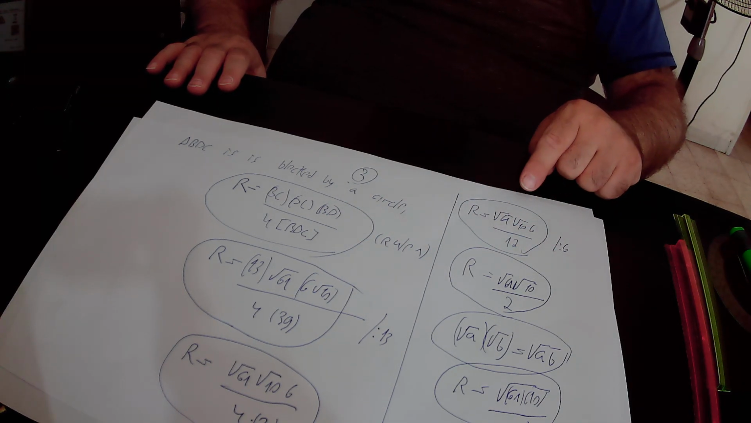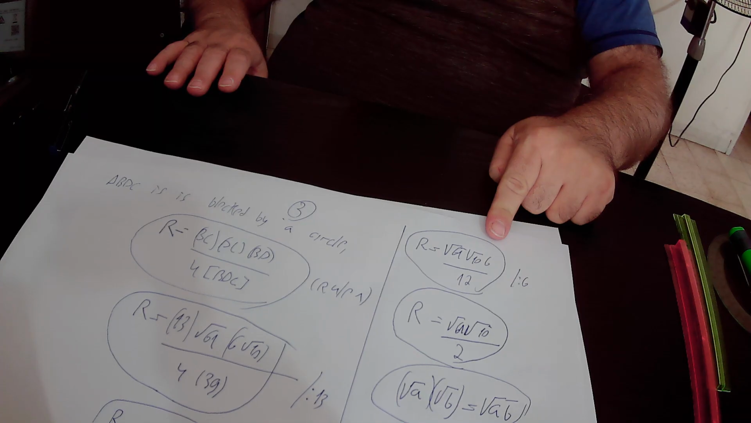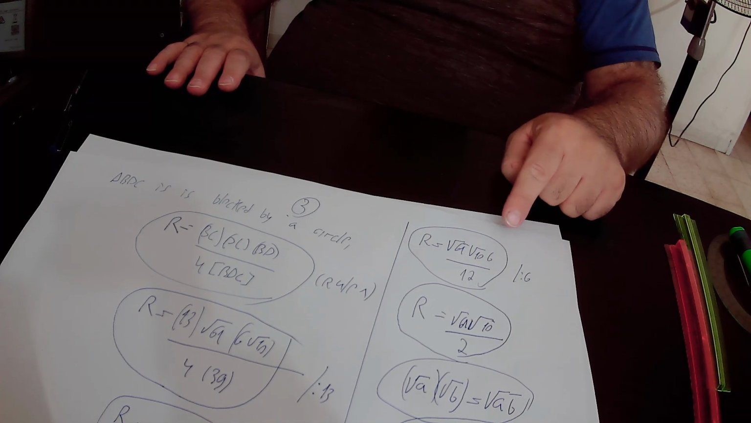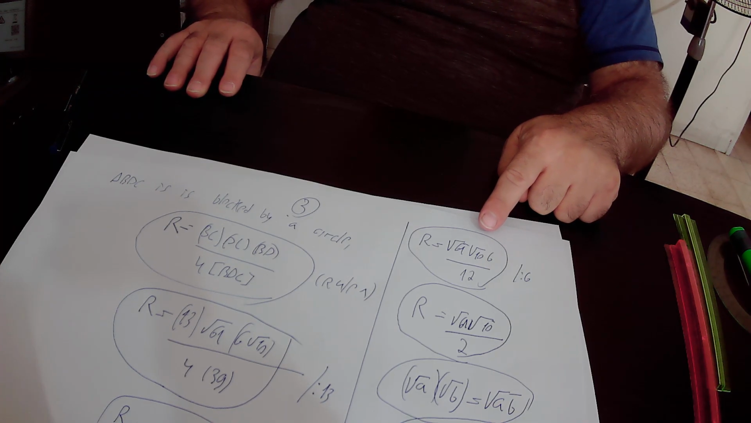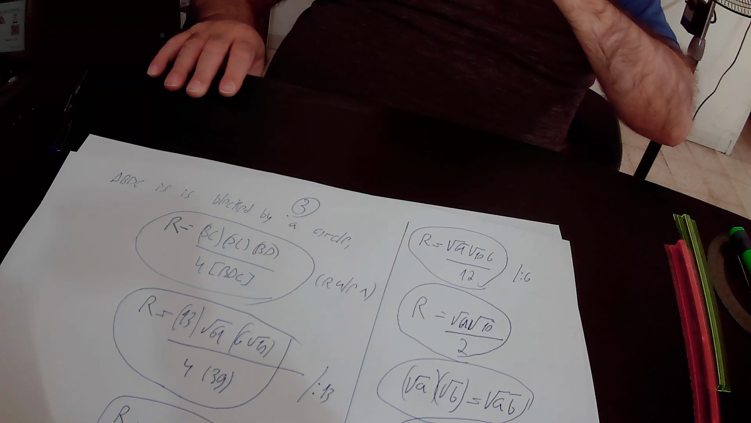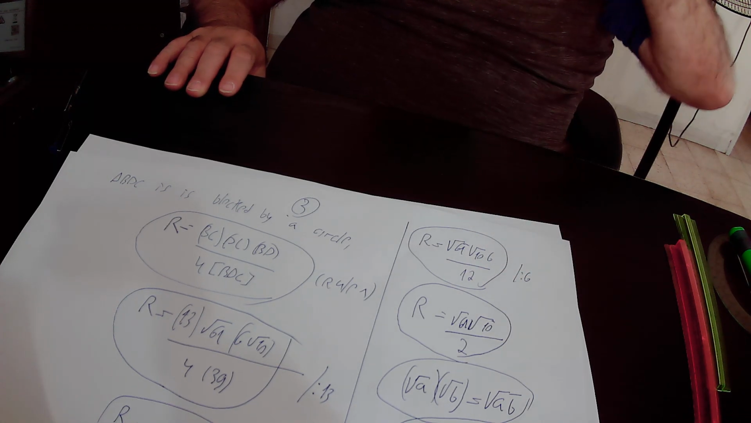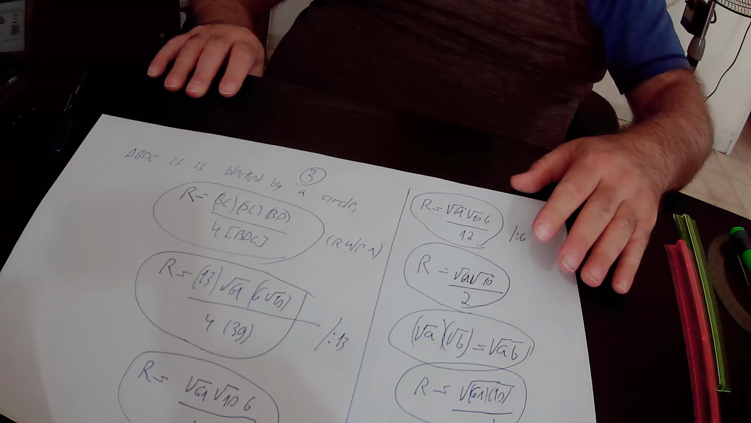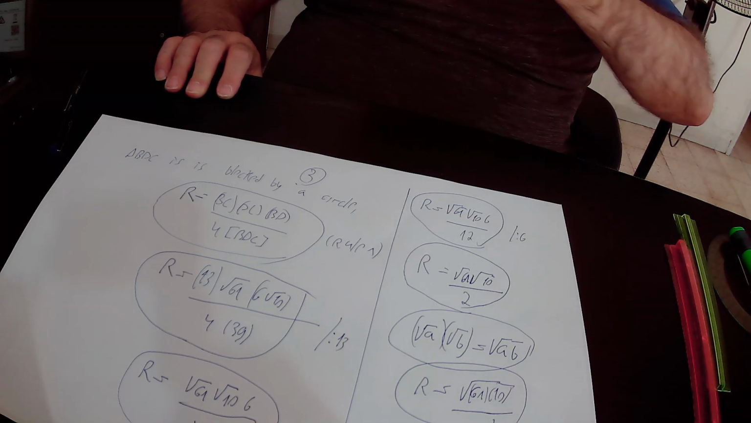In the numerator we have the square root of 61 times the square root of 10 times 6. Here we divide both the numerator and the denominator by 6. 6 over 6 is 1, so in the numerator we are left with only the square root of 61 times the square root of 10, and 12 over 6 is 2. So the radius of the circle equals the square root of 61 times the square root of 10 over 2.